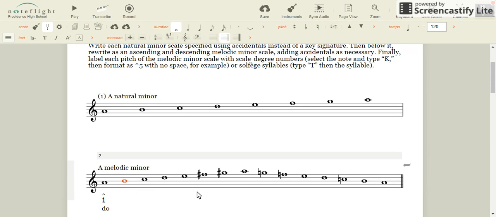Now, we need to put in the scale degrees. So this is scale degree 2. So you do shift 6 and then 2. Now this is the lowered third scale degree, so you need a flat, shift 6, 3. Okay. Now here we have fourth scale degree. Now I'm typing K to get these numbers. Shift 6, 4. Okay, shift 6, 5. Okay, shift 6, 6. Okay, shift 6, 7. Okay, shift 6, 1.